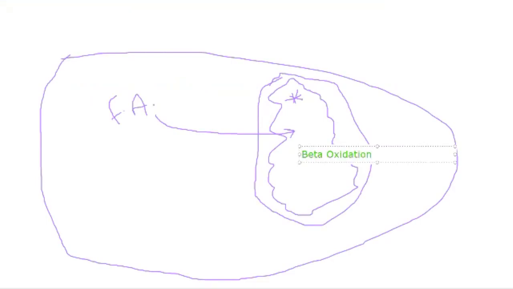What does that mean? What's the meaning of beta oxidation? It oxidizes fatty acids at carbon number three, which is the beta carbon of the fatty acid. And this is the thing that we are going to talk about after this topic. A short topic, which is the transfer of the fatty acid to the mitochondria. This is the thing that we are going to talk about now.